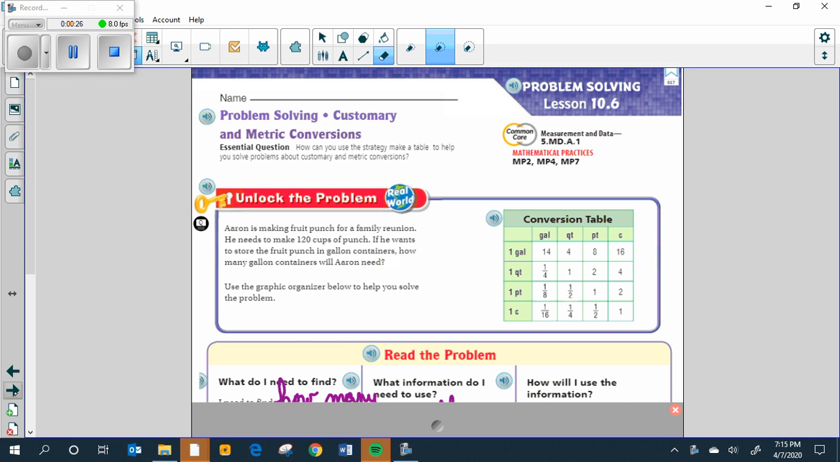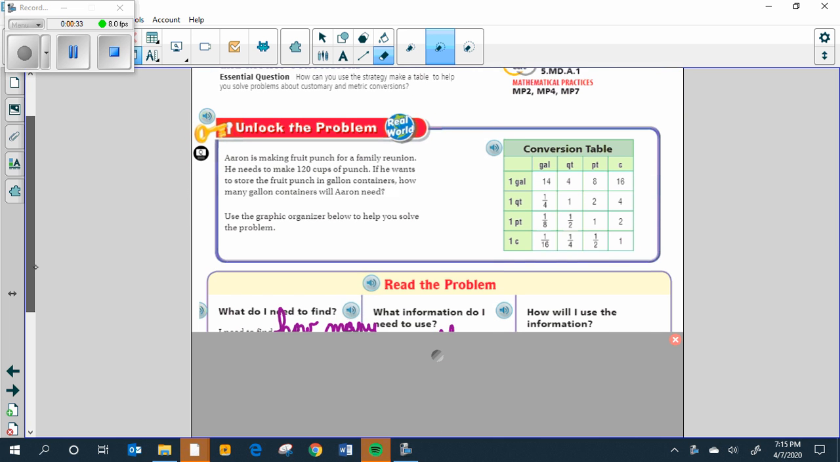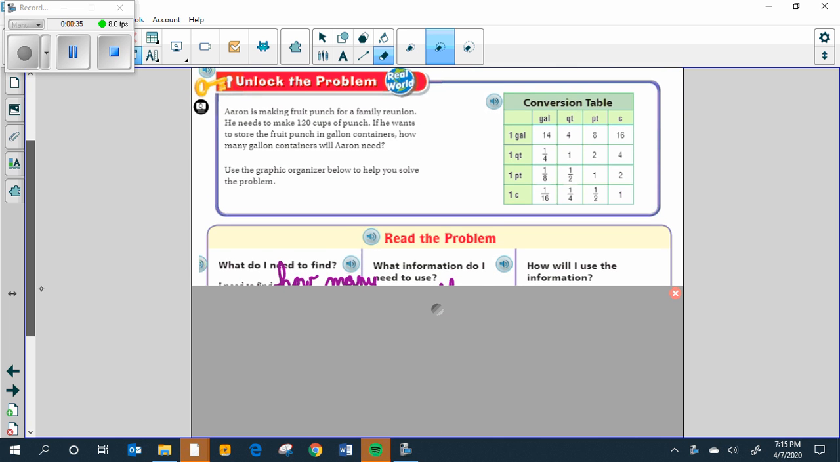Today's learning goal is to practice using the strategy Make a Table to help you solve problems about customary and metric conversions. Let's unlock the problem. Aaron is making fruit punch for a family reunion. He needs to make 120 cups of punch. If he wants to store the fruit punch in gallon containers, how many gallon containers will Aaron need? Use the graphic organizer below to help you solve the problem.